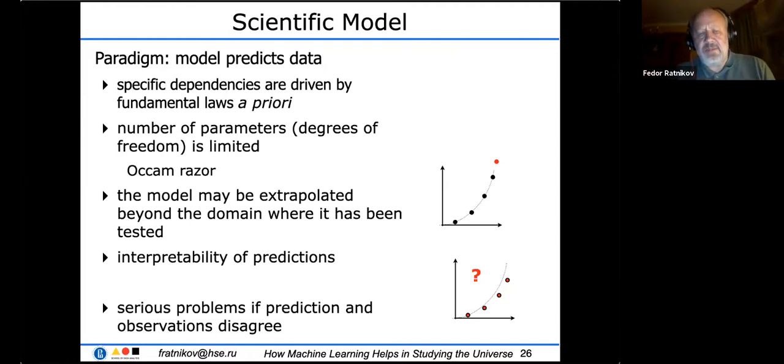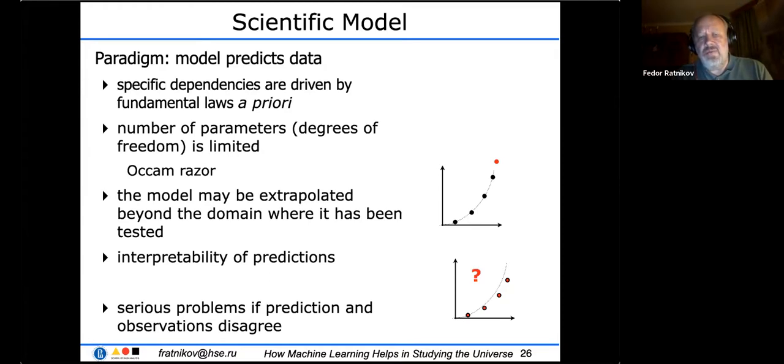So the principal specific of those scientific models, particularly physics models, is that a priori, those models are driven by some fundamental laws. So, for example, if we consider some weight dropping from some height, then we should expect the height to be quadratically dependent on the time.